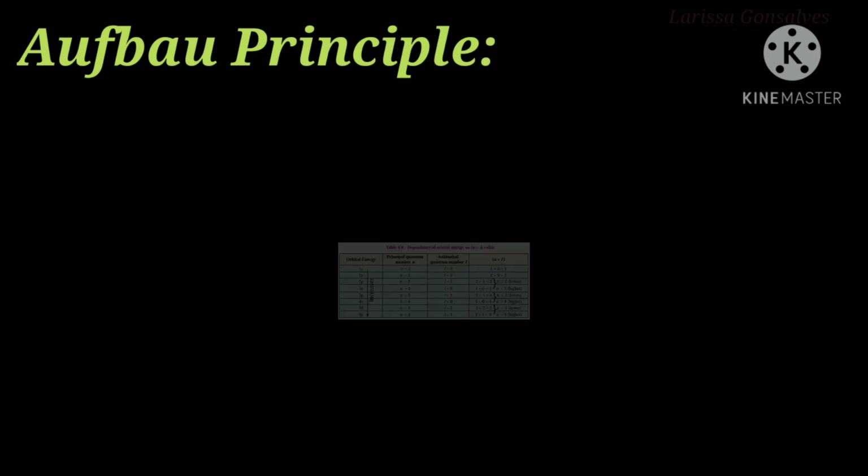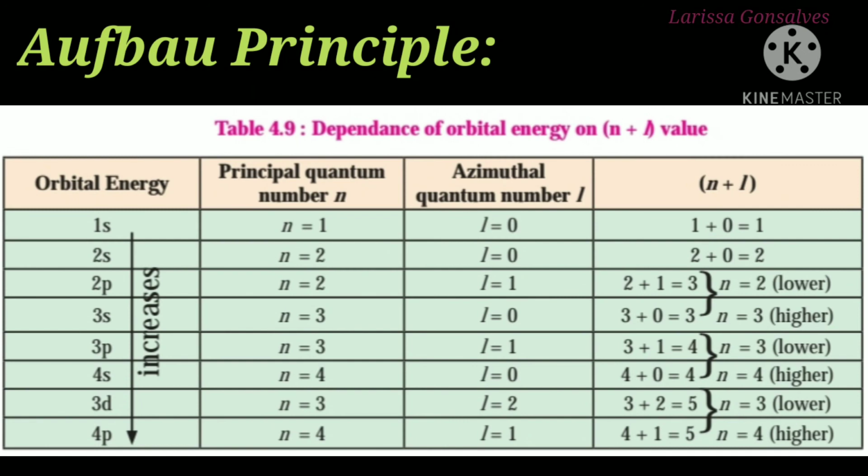Let us now study the dependence of orbital energy on the n plus l value. So here we have 4 columns which have the orbital energy, the principal quantum number represented by small letter n, then the azimuthal quantum number represented by small letter l, and finally the n plus l. So if we look at the orbital energies, we have 1s, 2s, 2p, 3s, 3p, 4s, 3d, 4p. So basically the orbital energy is going to increase as you go down.